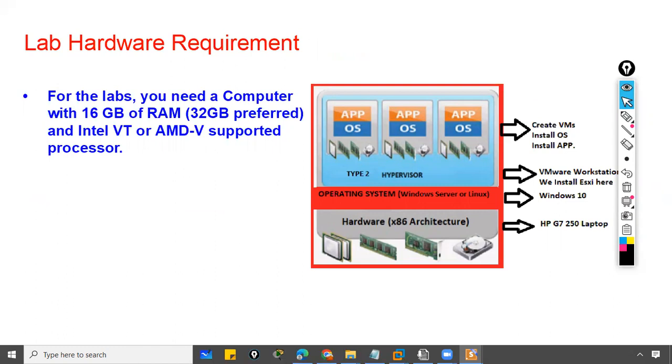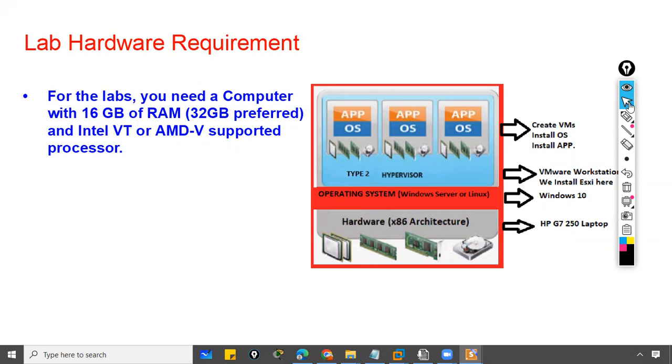Let us see the hardware requirement for our lab. For the labs, you need a computer with 16 GB RAM minimum. 32 GB RAM is preferred, and you should have the processor Intel VT, virtualization technology, which supports that virtualization. Or if you have AMD, you should purchase AMD-V. V means virtualization. So if it is Intel, it should be VT. If it is AMD, it should be V.